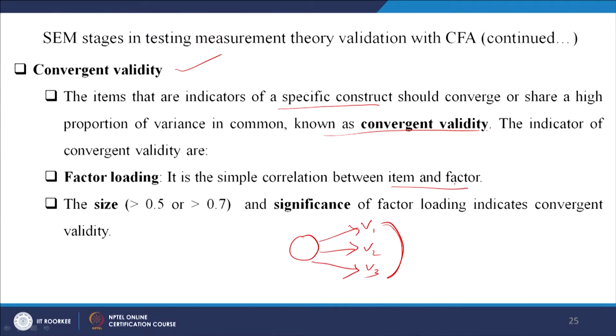Now, factor loading is a simple correlation between the item and the factor, the item or the variable or indicator, whatever you say. Its size should be 0.5 or 0.7 and significant. If it is there, then it is passing the test of convergent validity.